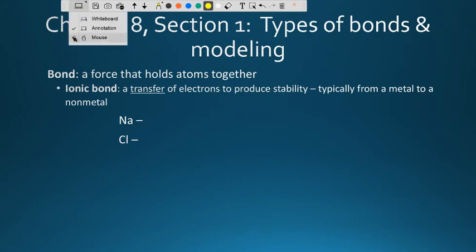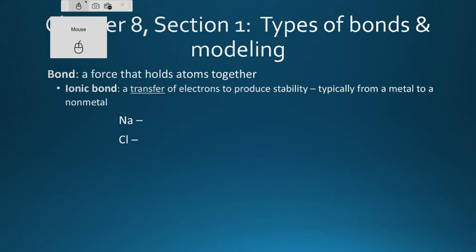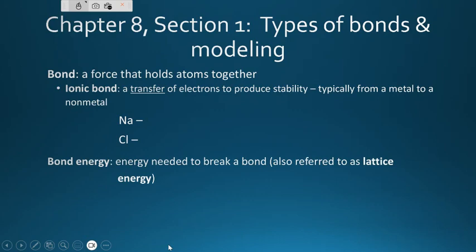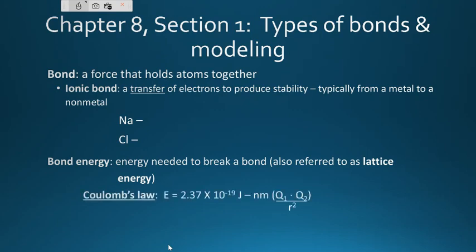And as we take a look at these structures then, we can see that we can do some calculations with this. So when we form a chemical bond with that, we can actually calculate the energy needed to break that bond, and we refer to that as lattice energy. Okay, it's just the strength of that bond in terms of energy. And this is where Coulomb's law does come into play.